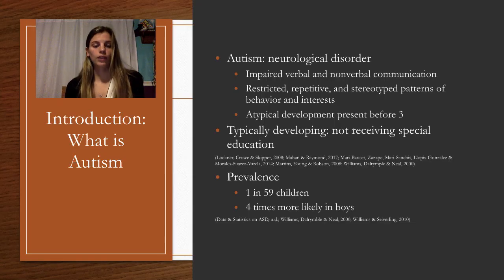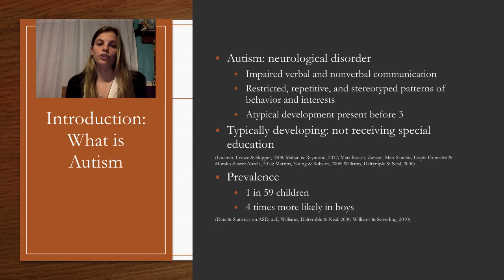We will now begin with the introduction. Autism spectrum disorder, or autism, is one of the 5 disorders under the category of pervasive developmental disorders. And these are neurological disorders where children have a difficult time talking, playing with others, and relating to others.